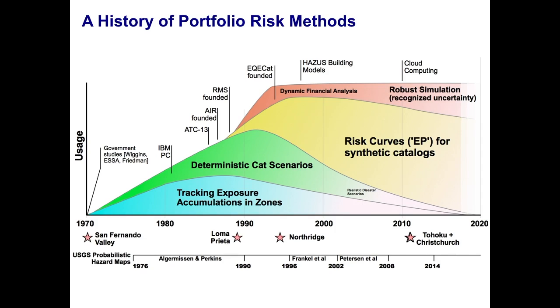So, and then in the 90s with AIR and RMS and EQE, the large catastrophe modelers coming in with more sophisticated methods, risk curves, exceedance probability curves were developed, and those are produced for synthetic catalogs of earthquakes called event sets. And so the risk curve era is one that we're in at present. And then there are some even more sophisticated tools coming along that we call robust simulation, where they disclose more of the uncertainty and the variability in the models that are involved.